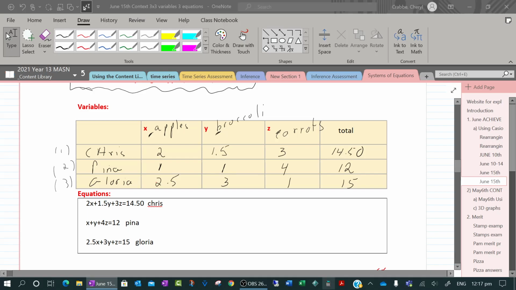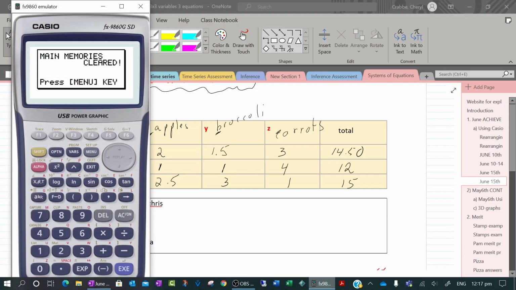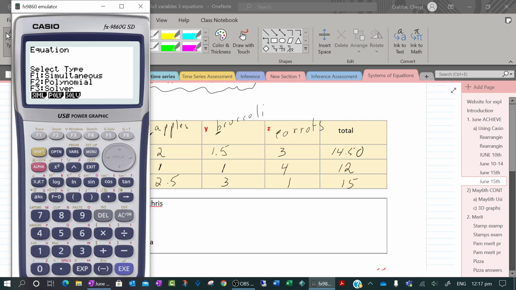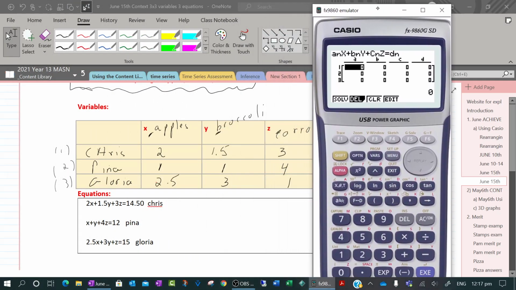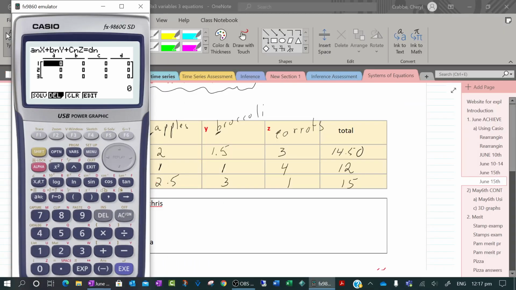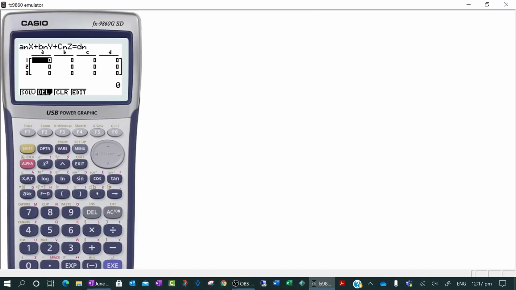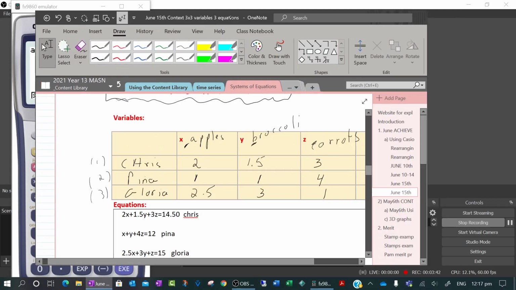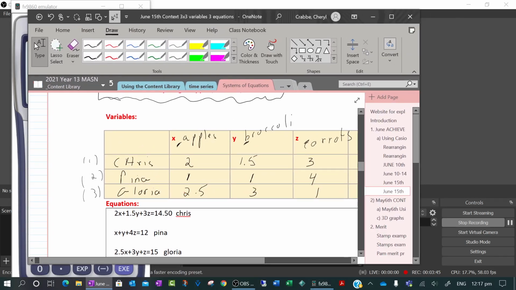Then what I do is I take my calculator, I go into the menu, I go down to equation, I go simultaneous, I got 3 unknowns, and then I fill in those numbers for my equations. Come on, you can do this.